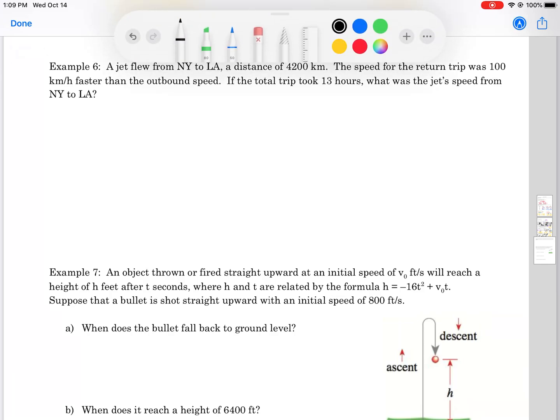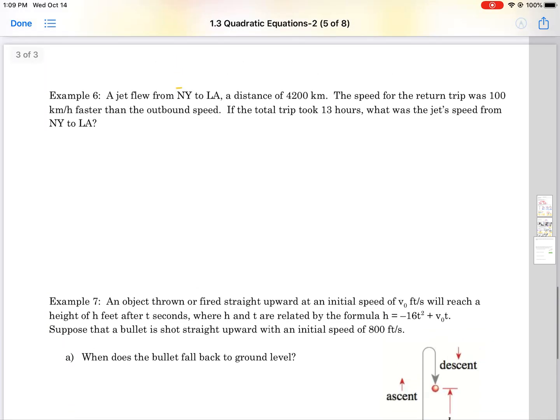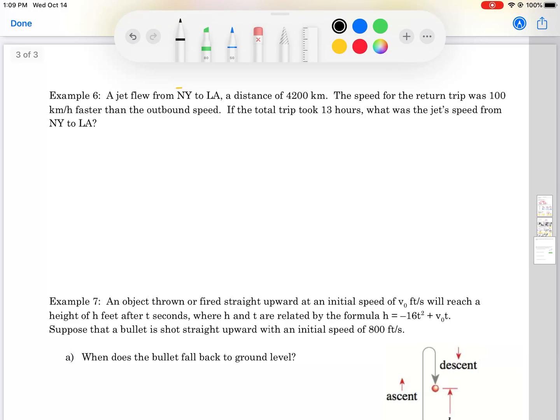Example 6. A jet flew from New York to LA, a distance of 4,200 kilometers. The speed for the return trip was 100 kilometers faster than the outbound speed. If the total trip took 13 hours, what was the jet speed from New York to LA? First of all, we need to know the formula for speed. If you remember from science class, speed is equal to distance divided by time.